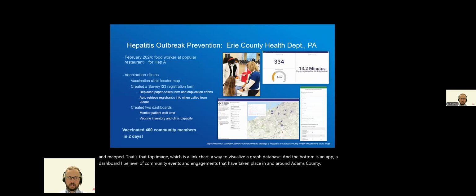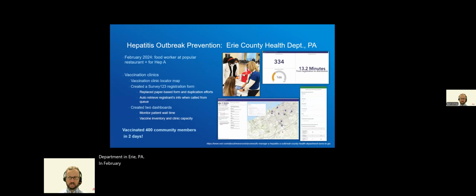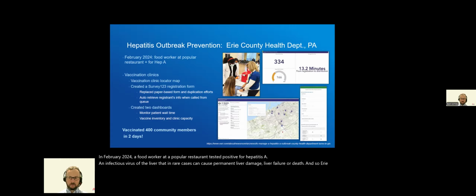This next example of keeping the community safe through data modernization is the work done by Erie County Health Department in Erie, Pennsylvania. In February 2024, a food worker at a popular restaurant tested positive for hepatitis A, an infectious virus of the liver that in rare cases can cause permanent liver damage, liver failure, or death. And so Erie County developed a GIS-based workflow that included a public-facing Hep A vaccine clinic finder. That's that mapping application you see in the bottom.